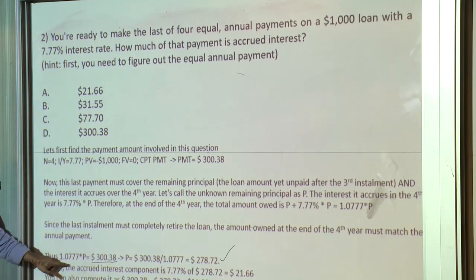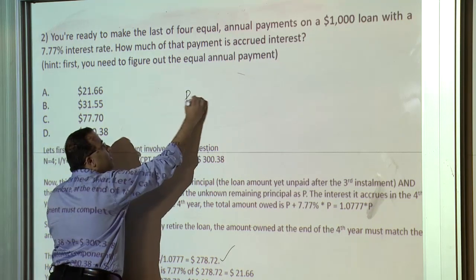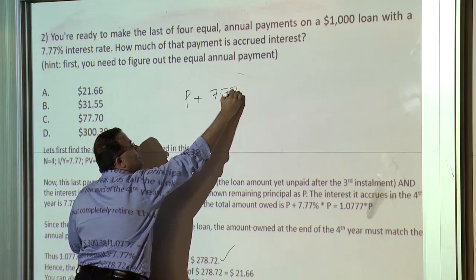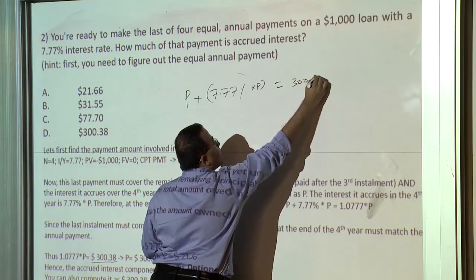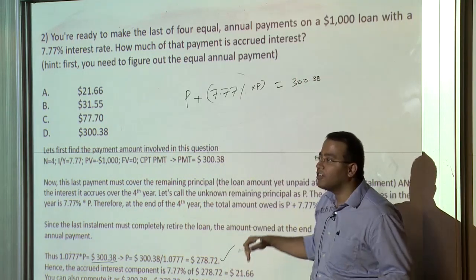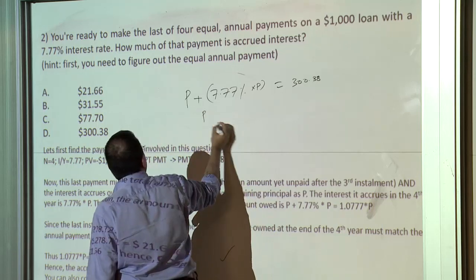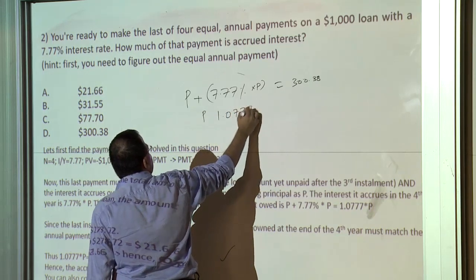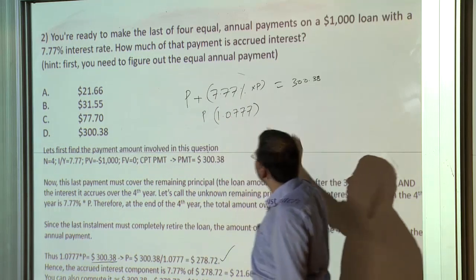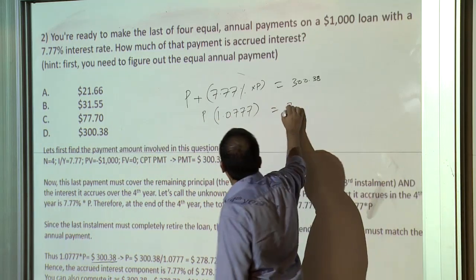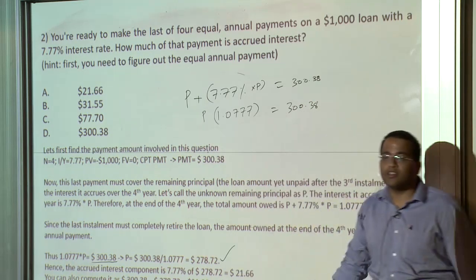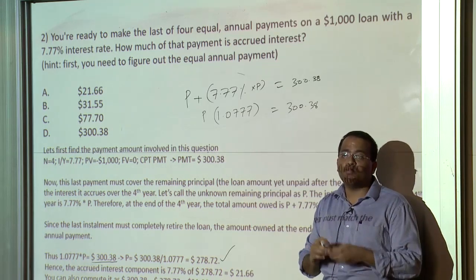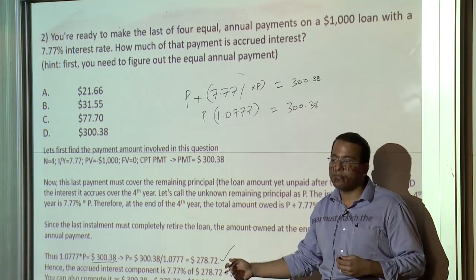In this question, we can calculate the P here. All I did was set up this equation where P plus 7.77% of P was equal to 300.38. Those of you who remember simple algebra can put these things together: 1.0777 is this plus this number here, and that's 300.38. So you can compute P as 278.72. This 278.72 is the amount owed by you to the bank at the end of the third year.